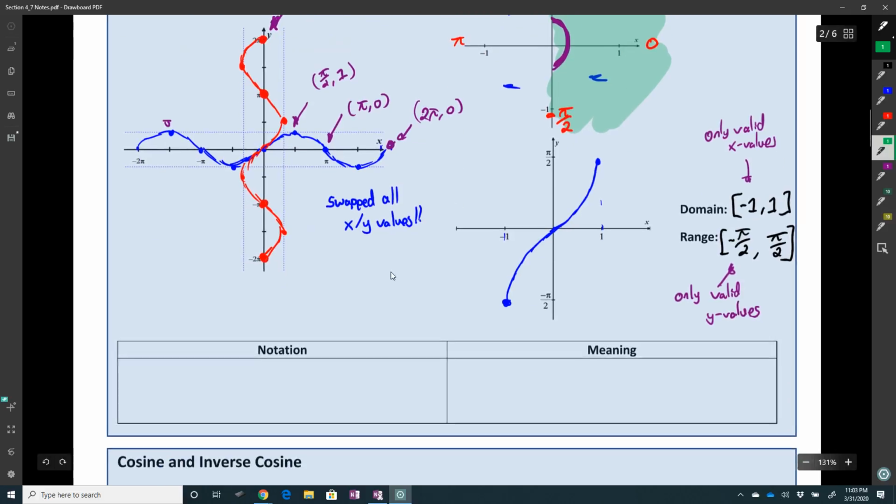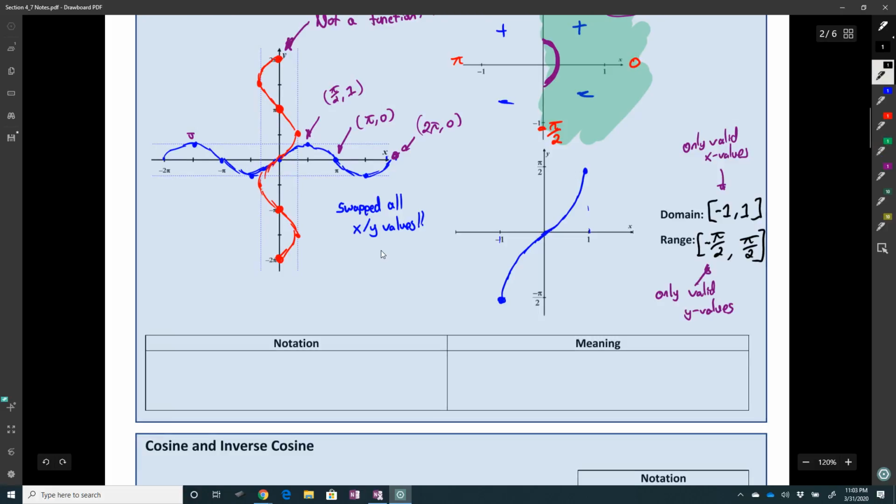Oh, I forgot. So notation, well, we're already used to doing this. This is y equals sine with the little -1 of x. It's not an exponent. It just means inverse. Okay, or we can say arc sine. Remember that this is not 1 over sine.